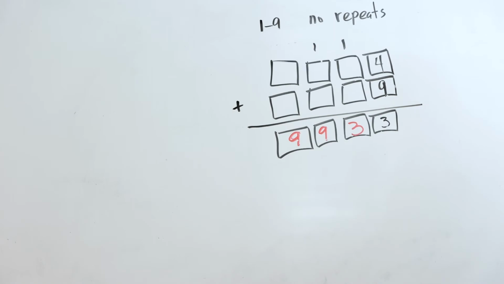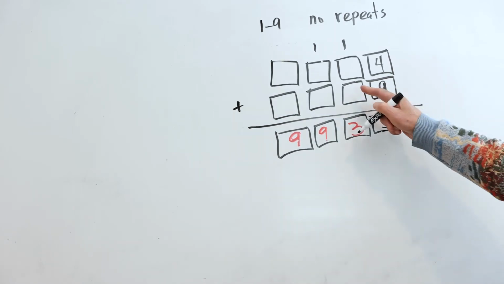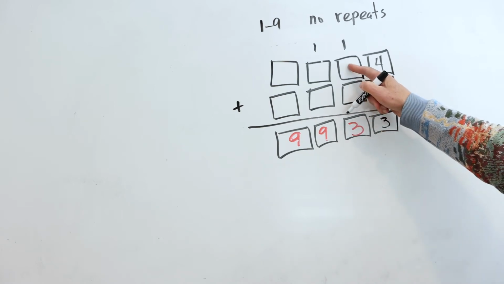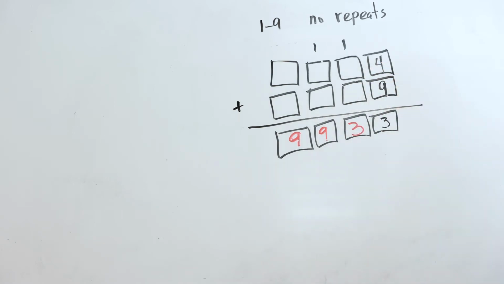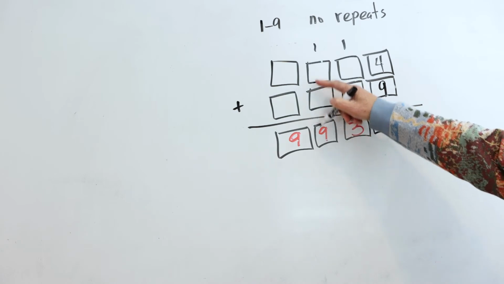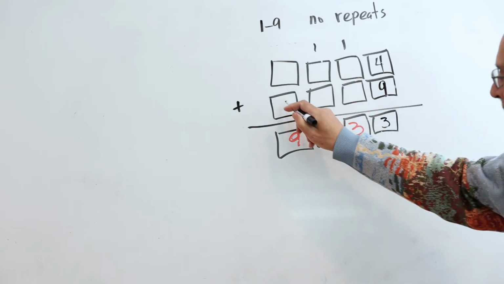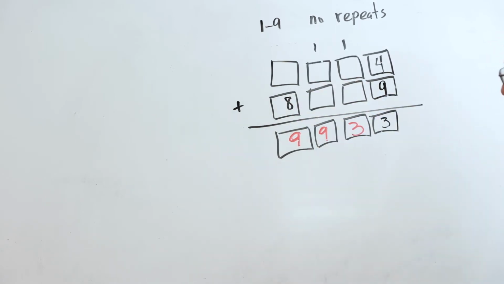So the question is now, where can I put the 8? And I can't put it here and get 8 plus 4 is 12 because I've already used the 4. And these two numbers are going to add up to 8, so I can't put the 8 here, so the 8 has to go here. And this has to be a 1.